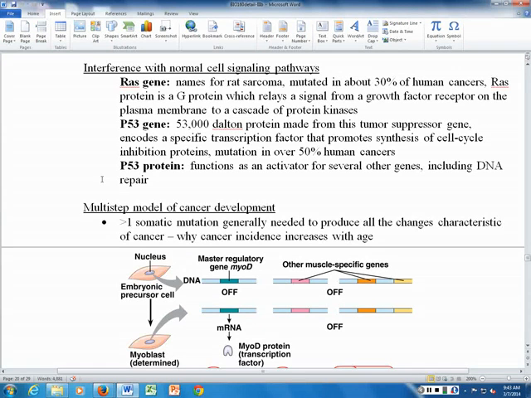The P53 gene, this is a protein made from a tumor suppressor gene that encodes a specific transcription factor, and it's going to promote synthesis of cell cycle inhibition proteins. This is mutated in over 50% of human cancers. So that P53 protein functions as an activator for several other genes, including DNA repair.